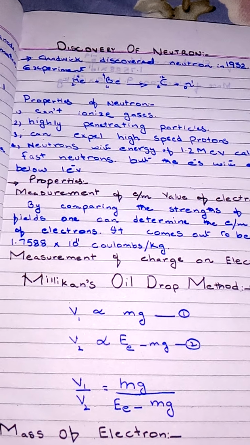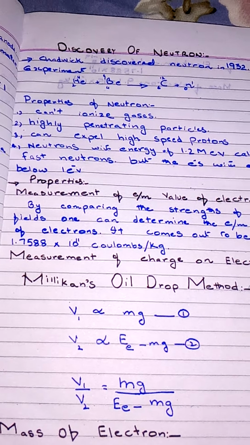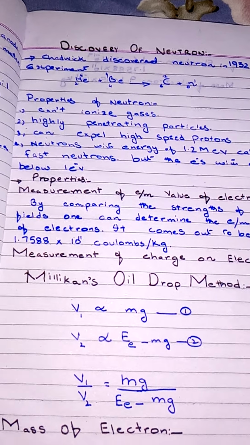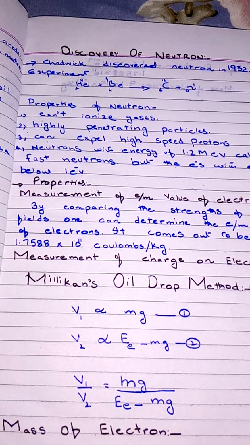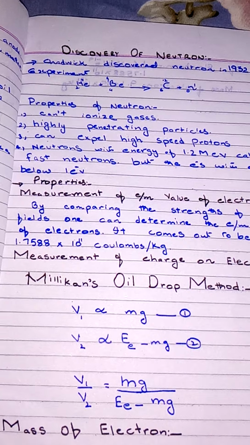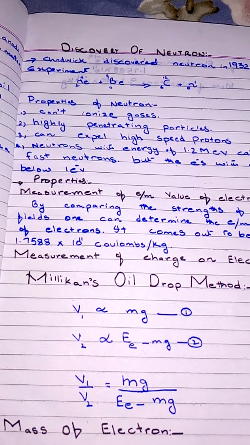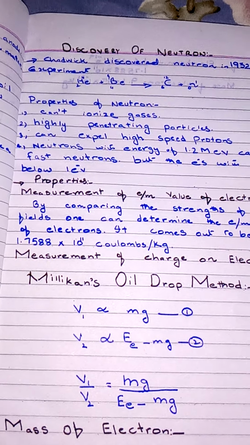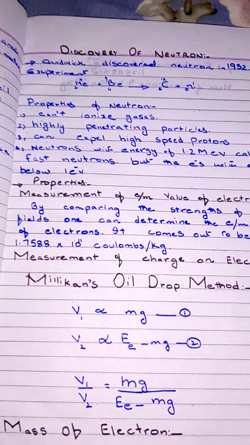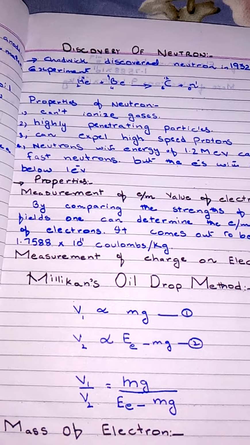They can knock out high speed protons from paraffin, water, paper, and cellulose. Fast and slow neutrons. Neutrons traveling with 1.2 mega electron volt energy are called fast neutrons. Neutrons traveling with energy less than 1 electron volt are called slow neutrons. Slow neutrons are more effective than fast neutrons during the nuclear fission process.